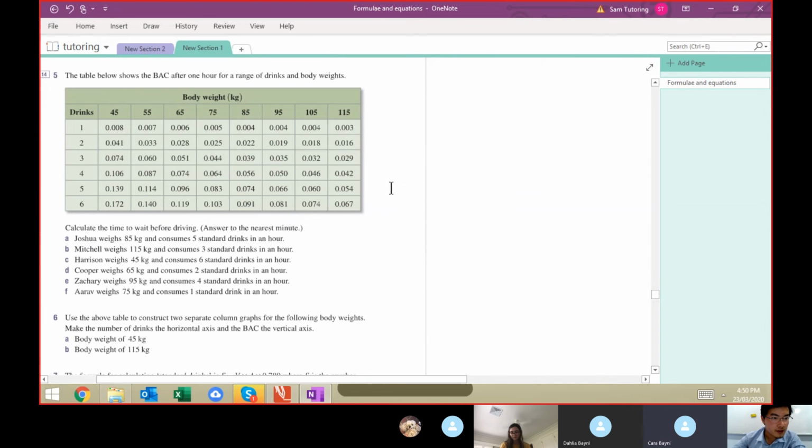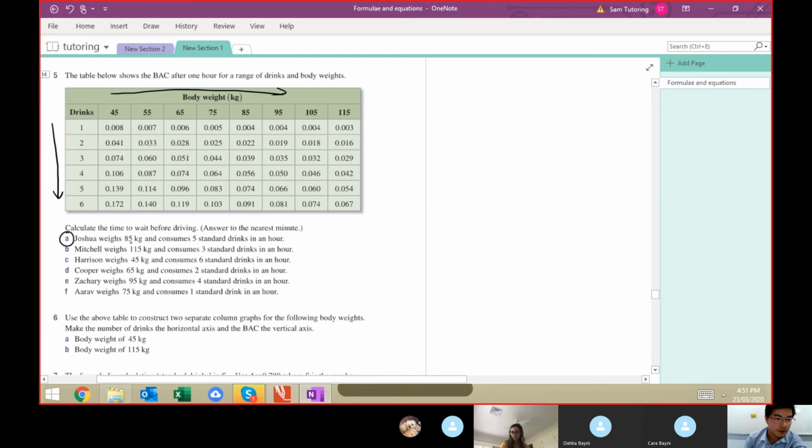The table below shows the BAC after 1 hour for a range of drinks and body weights. Calculate the time to wait before driving. So Joshua is 85 kilograms and consumes 5 drinks in 1 hour. It's basically an array table, which has data on this side and data on this side. You align the weight of the person to the number of drinks that he or she has. Let's take the very first example, Joshua.